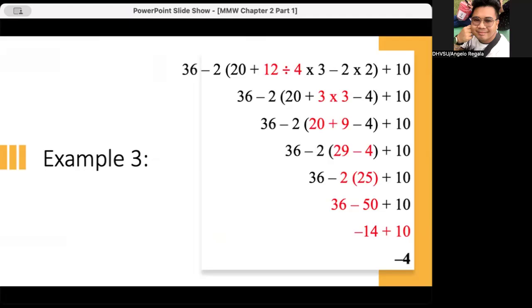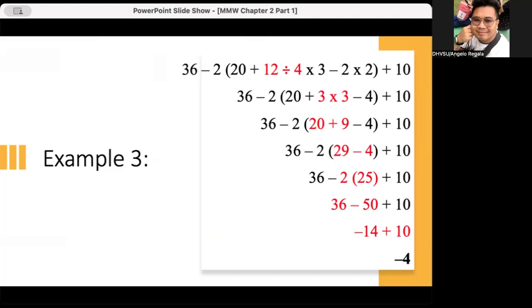So that's 20 plus 12 divided by 4, which is positive 3, times 3, minus 4. 2 times 2 is 4. So next we multiply. 3 times 3 is 9. We would have 20 plus 9 minus 4. Okay, so rewrite everything that's outside the parentheses. So next, we have 36 minus 2 times 25 plus 10, because 20 plus 9 is 29, and subtracting 4 from 29, you would get 25.